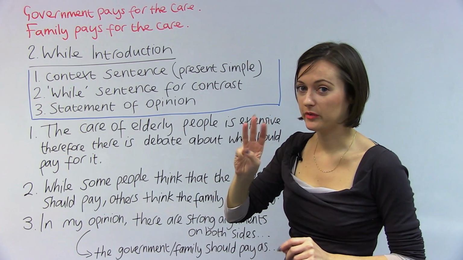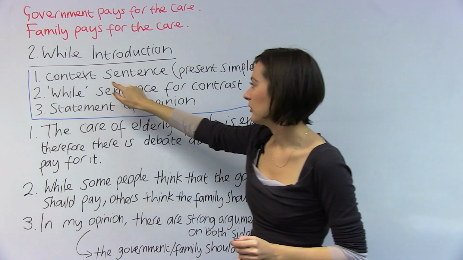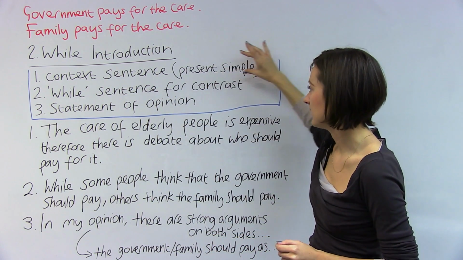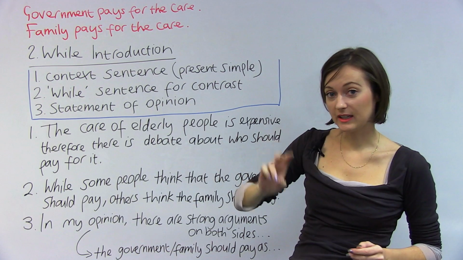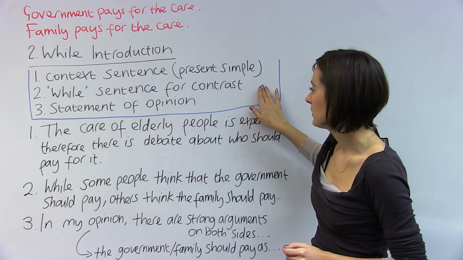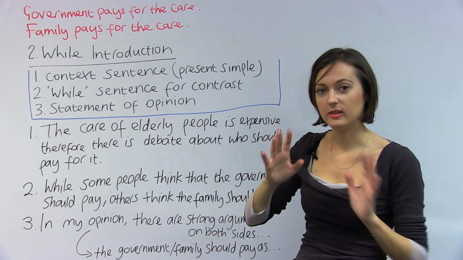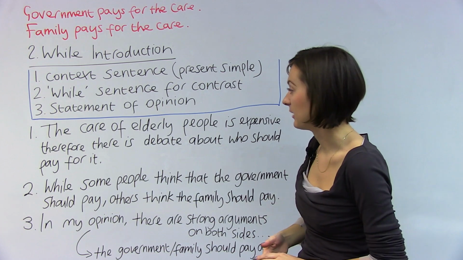There are 3 parts to make your introduction. The first part is you need to write a context sentence, and you can do that in the present simple. The second part is a while sentence for contrast. And the third part is a statement of opinion. So we're going to look at those 3 different parts now.